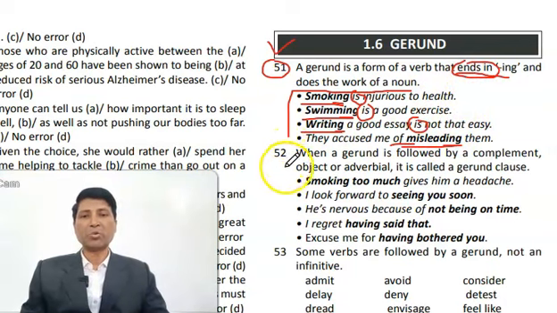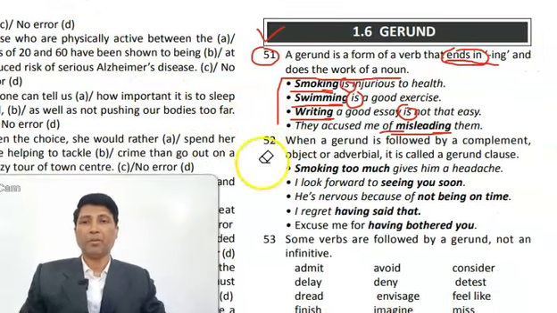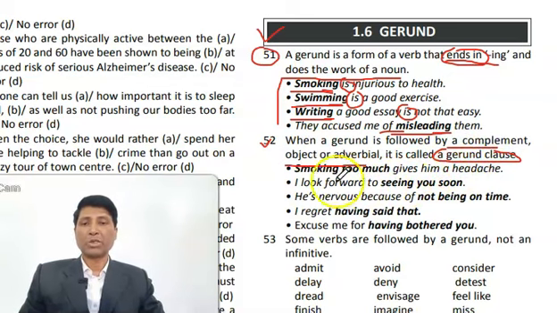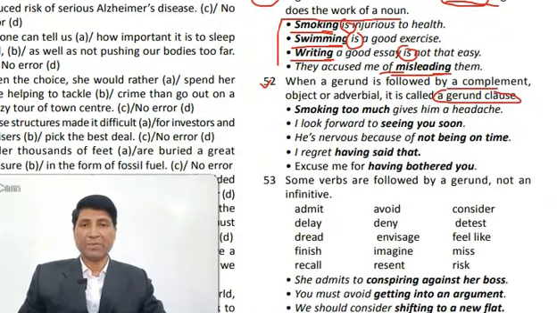Now let us discuss rule number 52. Now look at rule number 52. Rule number 52. When a gerund is followed by a complement, object or adverbial, it is called a gerund clause. What does it mean? Let me explain so that you can understand. Look at the examples given.